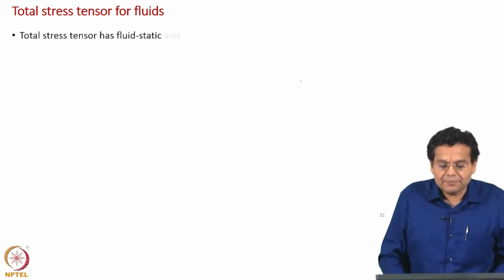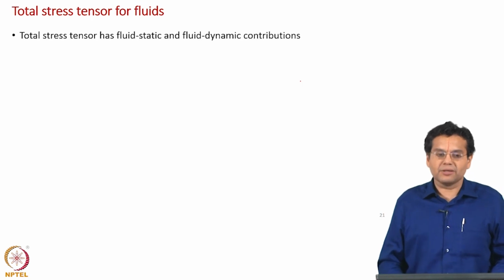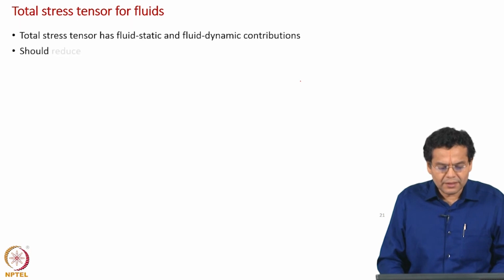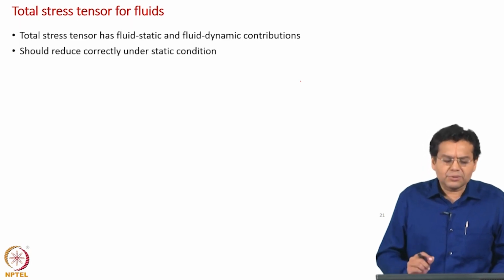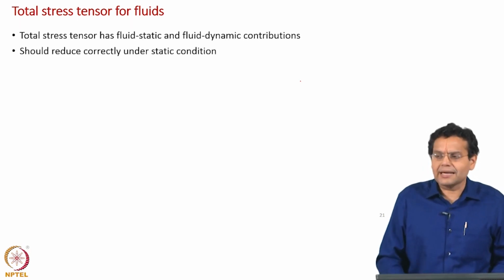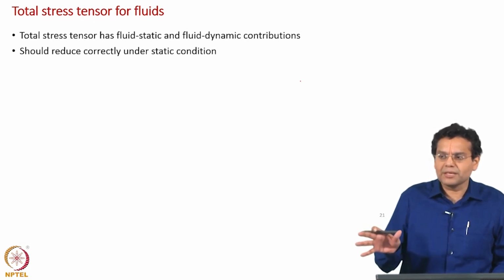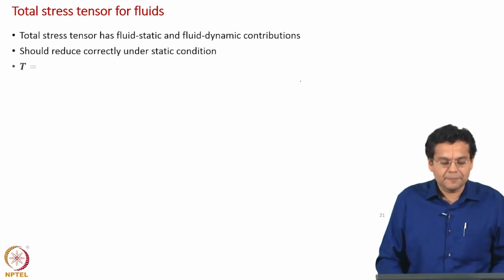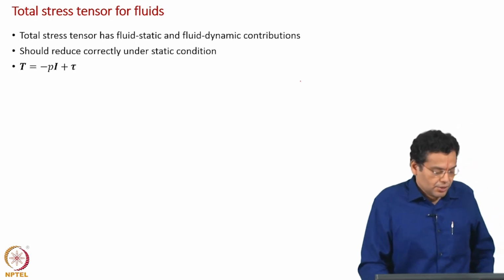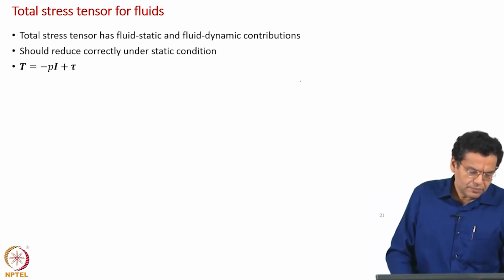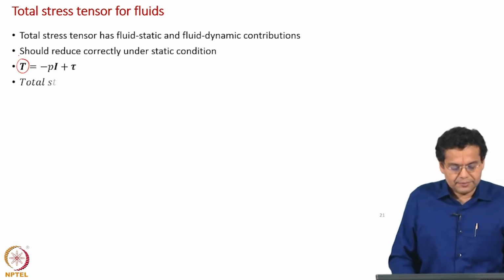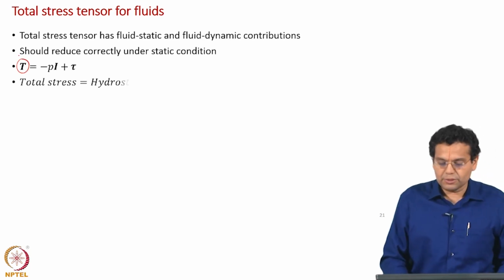Total stress tensor has fluid static and fluid dynamic contributions. Now you are in a better position to understand this statement. Okay. Now it should reduce correctly under static condition. We have two components. So one should vanish when the fluid is not moving and only the static component should remain. Okay. That should be taken into consideration. So how do we represent the total stress tensor? Let me show the next line also.